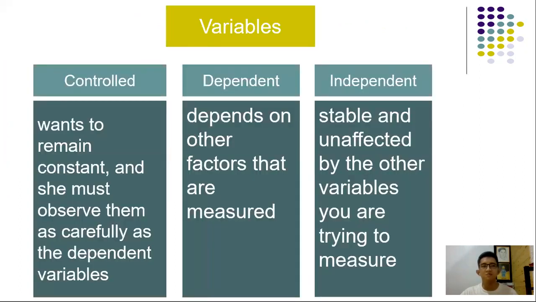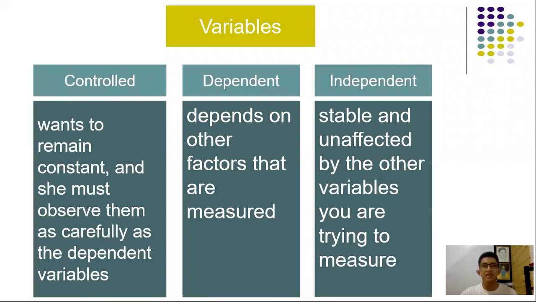There are three types of variables: controlled, dependent, and independent. The controlled variable is the thing that we want to remain constant. Hindi pwedeng magbago. And we must observe it carefully as the dependent variable. Bakit? Kasi nga hindi pwedeng magbago ang controlled variable.